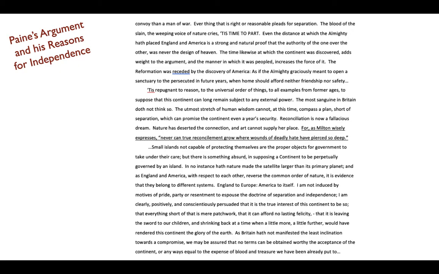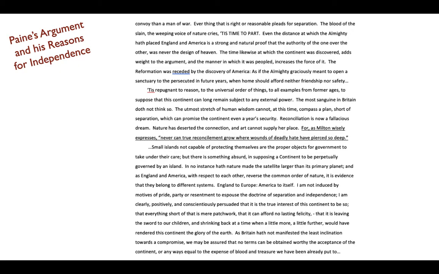As Britain hath not manifested the least inclination towards a compromise, we may be assured that no terms can be obtained worthy the acceptance of the continent, or anyways equal to the expense of blood and treasure we have been already put to.